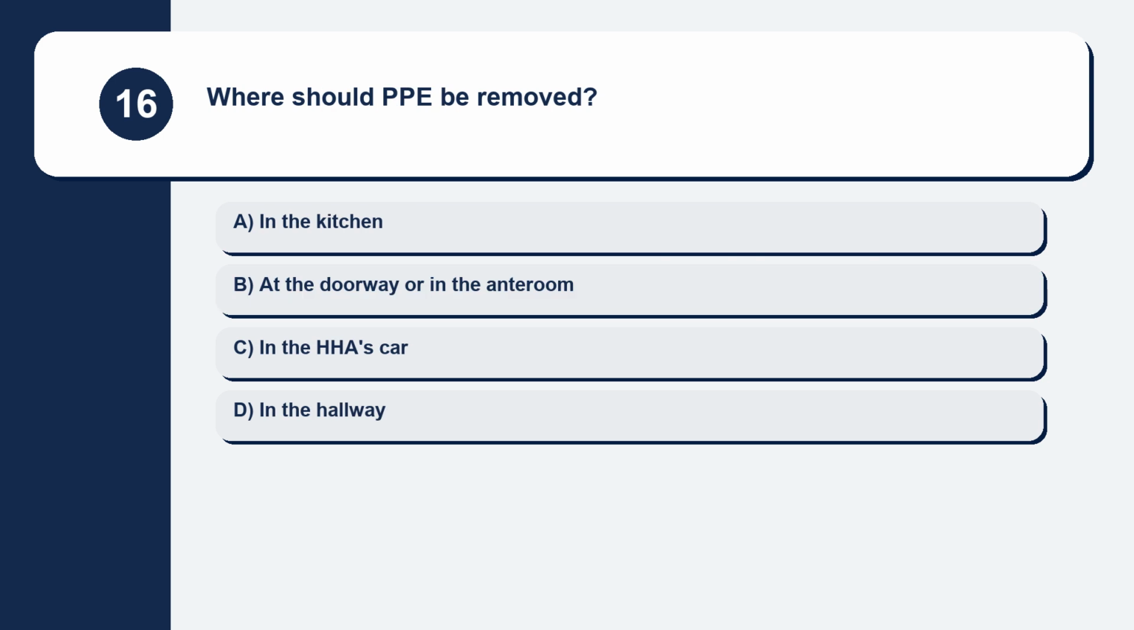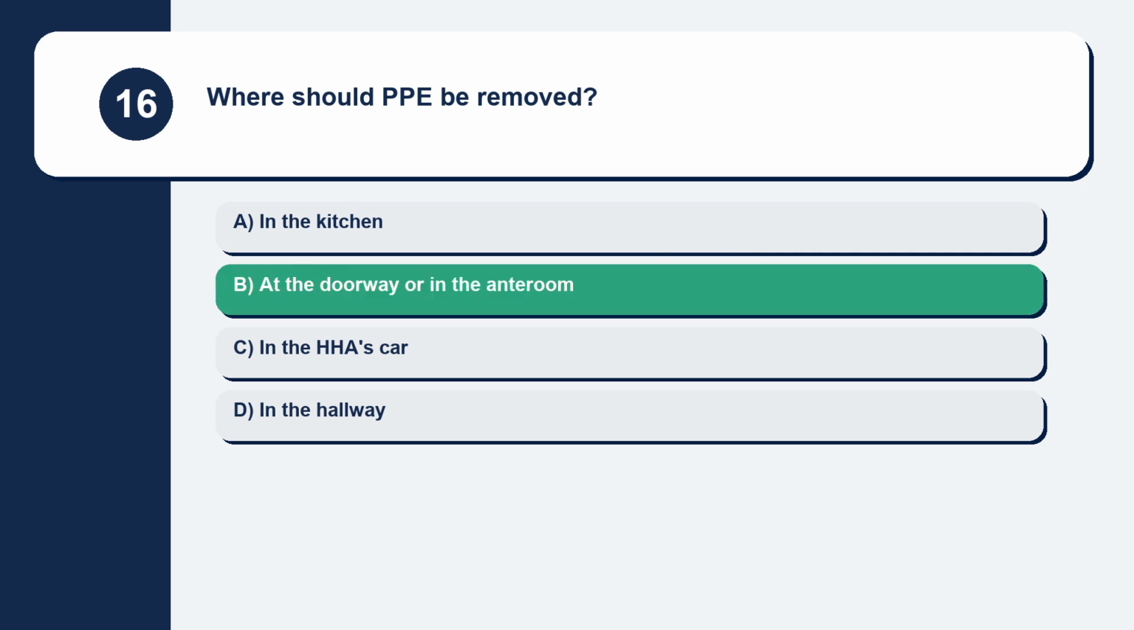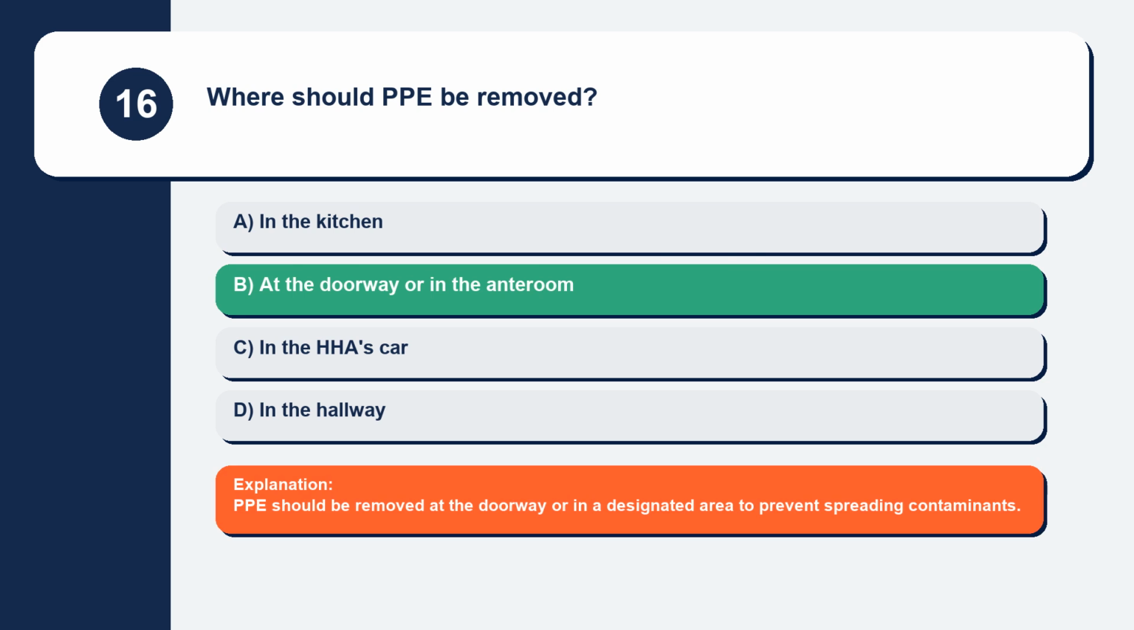Question 16. Where should PPE be removed? In the kitchen. At the doorway or in the anteroom. In the HHA's car. In the hallway. PPE should be removed at the doorway or in a designated area to prevent spreading contaminants.